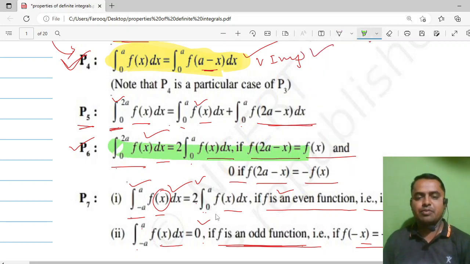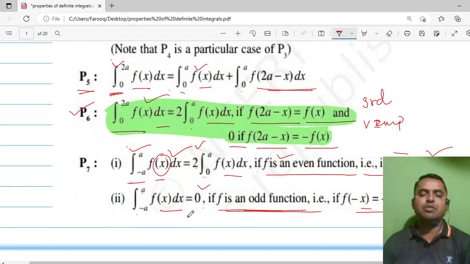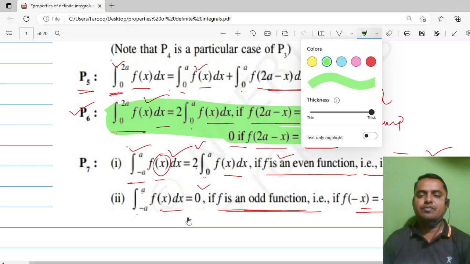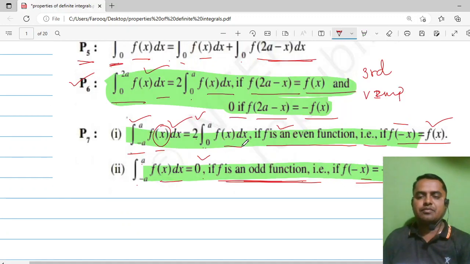Third one means this property. This one is third. Third very important property for the point of your annual exam. And the last one is this property. This one is also a very important property for the point of your annual exam.